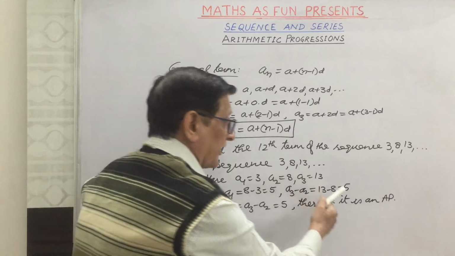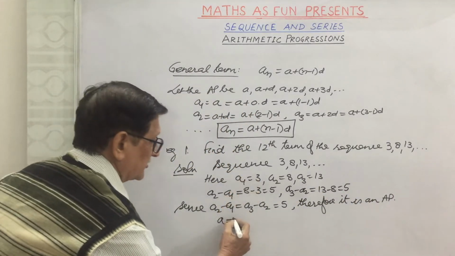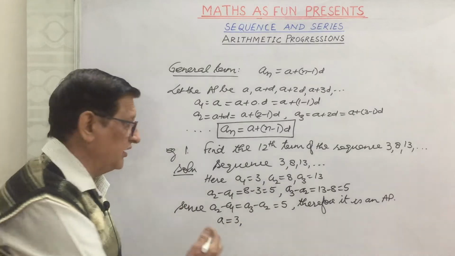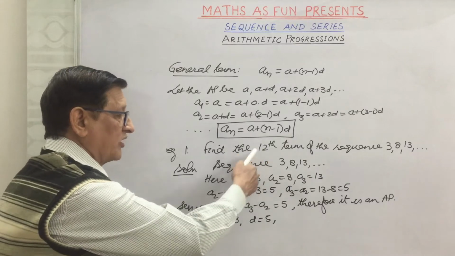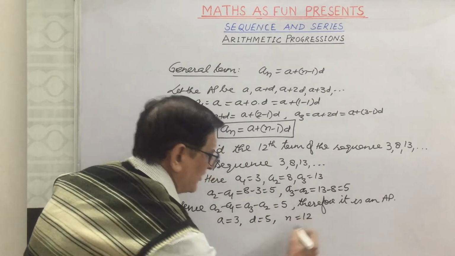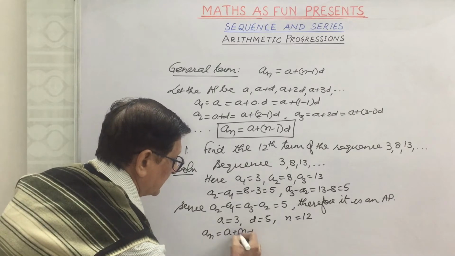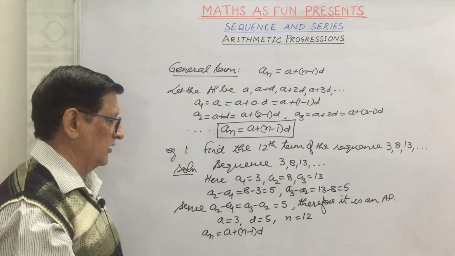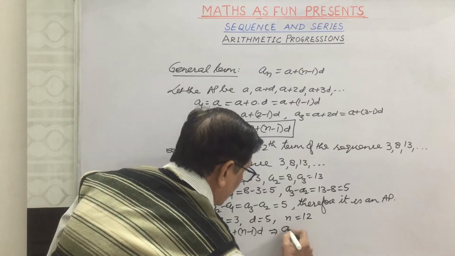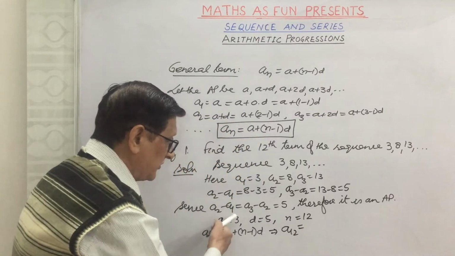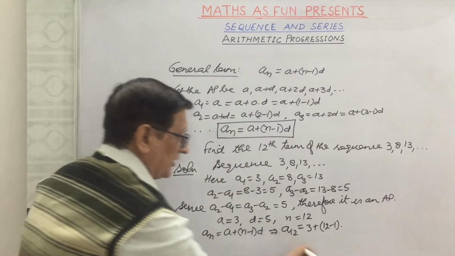And after finding that it is an AP, we can write here a, that is the first term, is 3. Common difference d is 5, and the term which we have to find is 12, so n will be equal to 12. And we can write the formula an is equal to a plus n minus 1 into d. Using this formula, if we write n as 12, we will have a12 is equal to a, which means 3, plus 12 minus 1 into d, which is 5.